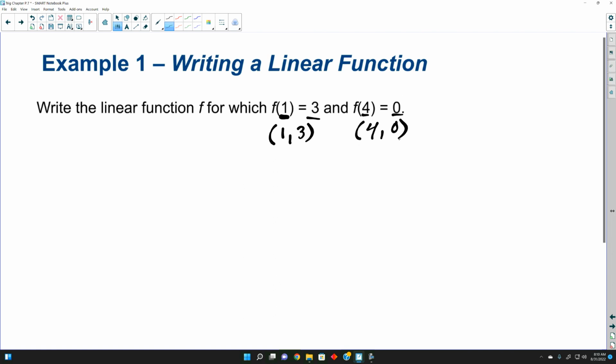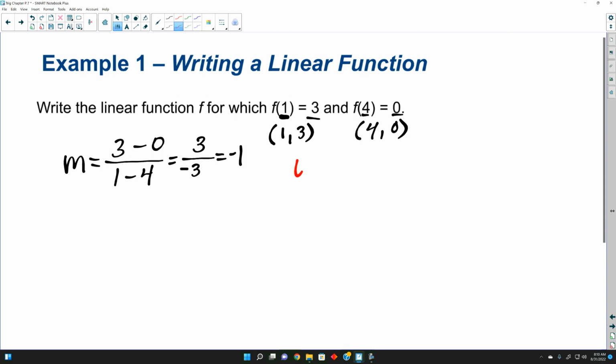If we wanted to do this, we could find the slope: y2 minus y1, so we'd subtract the y values, 3 minus 0 over 1 minus 4. Well, 3 minus 0 is 3, and 1 minus 4 is negative 3, so we get a slope of negative 1.